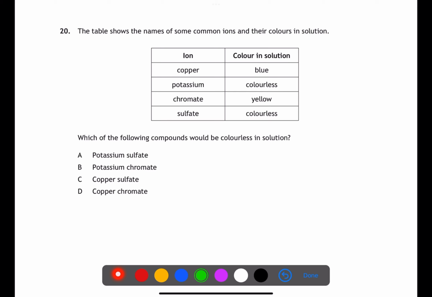In this question, we're looking at what colour a compound would be in solution, by looking at the colours the ions produce. Both potassium and sulfate are colourless in solution, so together they would form a colourless solution. Potassium is colourless, whereas chromate is yellow, so that would be yellow in solution. Copper is blue, where sulfate is colourless, so that would be blue. And copper is blue and chromate is yellow, giving green in solution. Therefore, A is the answer.